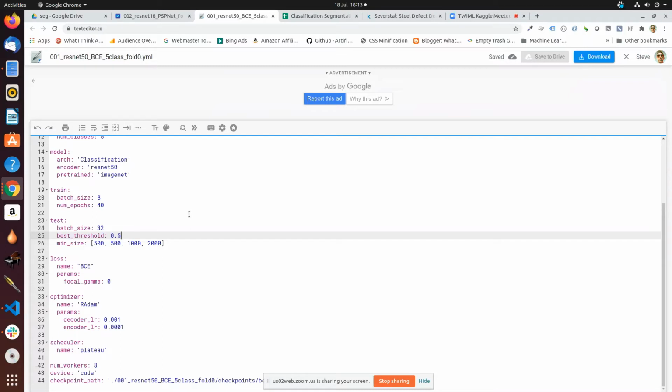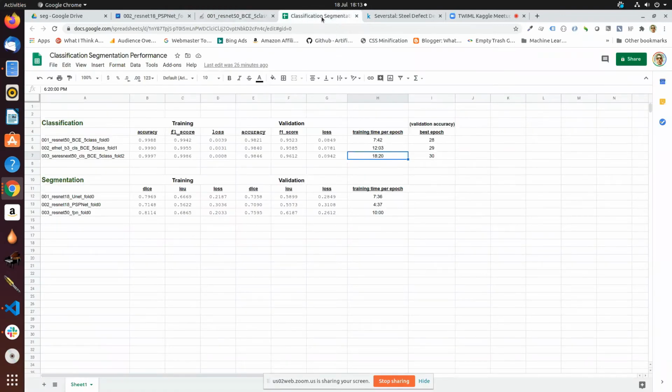The question Rekil is asking, the same question I had, is it 0.5 for each of the classes? I'm not sure. I would need to look into that more. I don't know, but that would be something to look at.